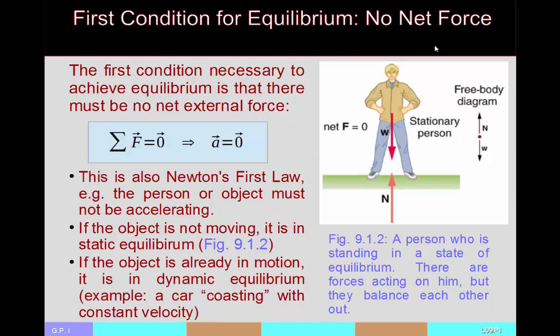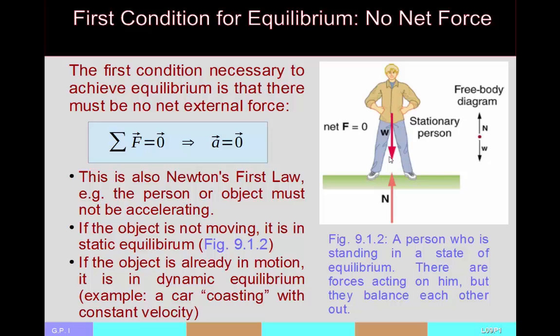The first condition for equilibrium I mentioned in the last slide is no net force. The first condition basically says that if you take all the external forces on an object and you add them up, you should get a total net force of 0, and therefore an acceleration of 0. For that matter, a change of momentum of 0. So for example, this person in this diagram is at equilibrium because there are two forces which act on him.